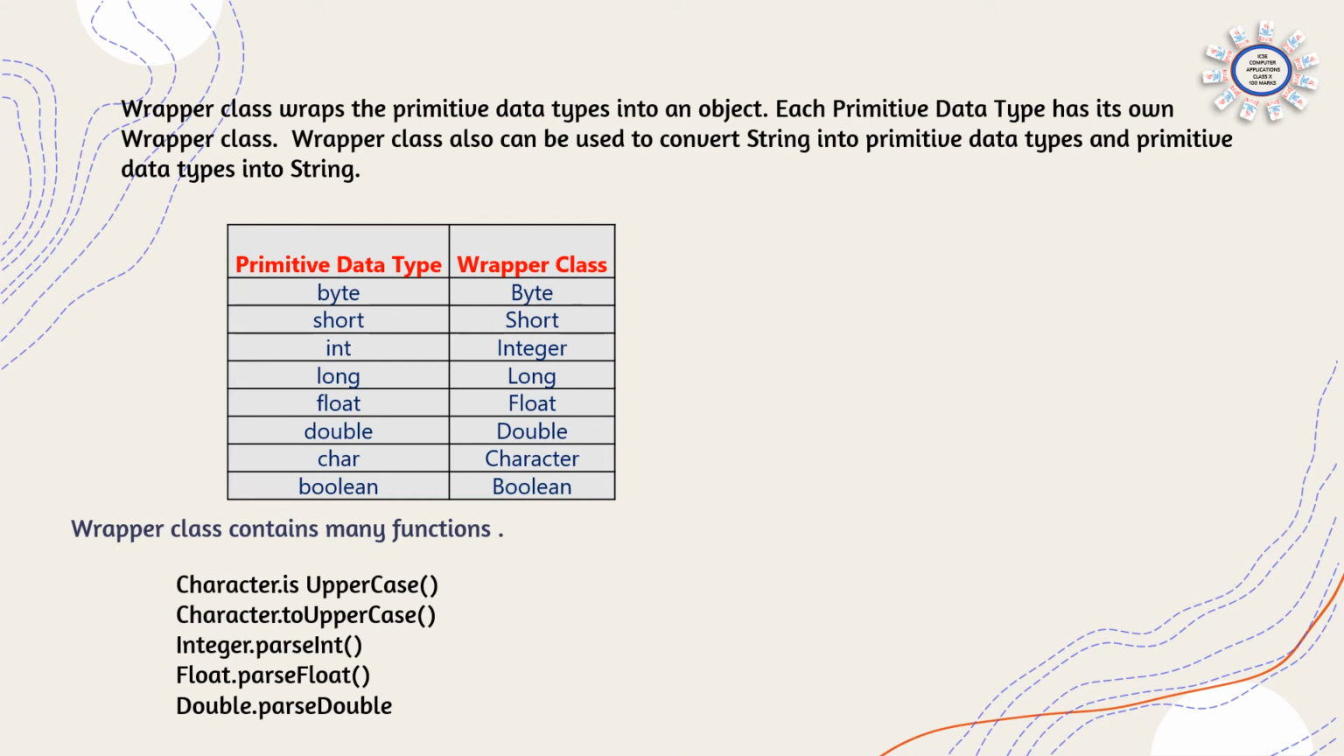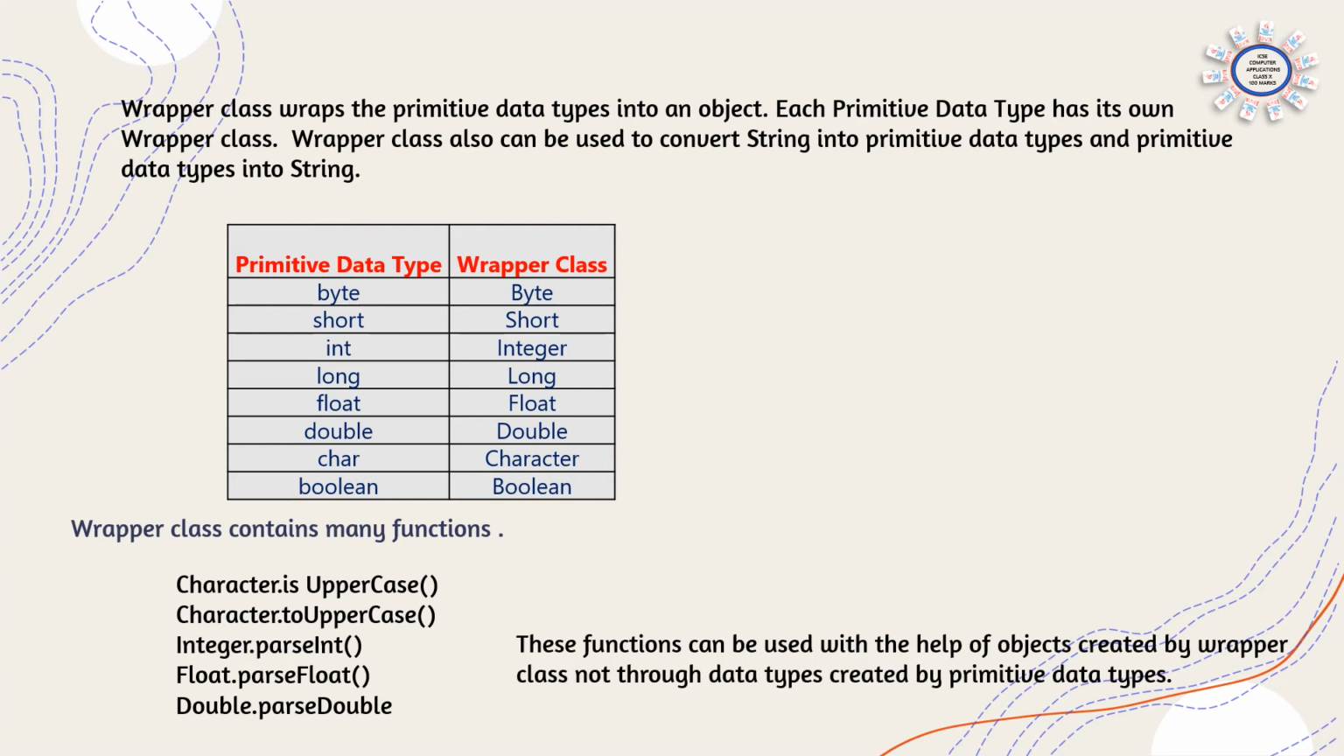And many functions are there in the wrapper class. We have already learned the character functions. Here we can see the first letter, it is Character, that means the wrapper class of char. Character isUpperCase, Character toLowerCase, Character isWhitespace. So many functions are there, and here also we are using the wrapper class. And for conversion, Integer parseInt, this we will be learning in the coming slides. Float parseFloat, Double parseDouble. So these functions along with the objects can be used in many programs which we are writing.